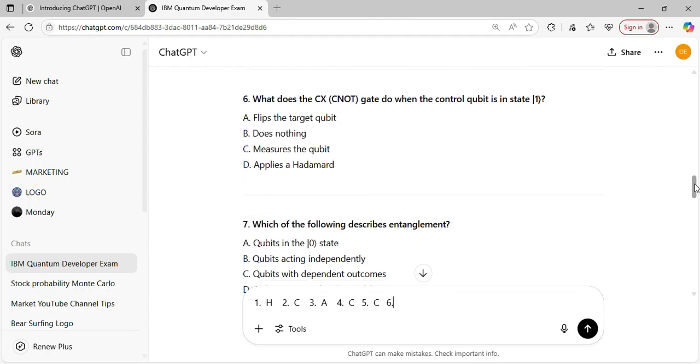What does the CX gate do when the control qubit is in state 1? Basically, that's what it's asking. What would the CX gate do when the control qubit is in state 1? That's a good question.